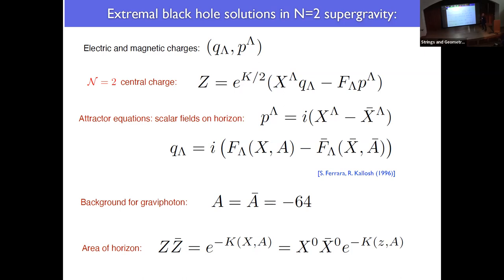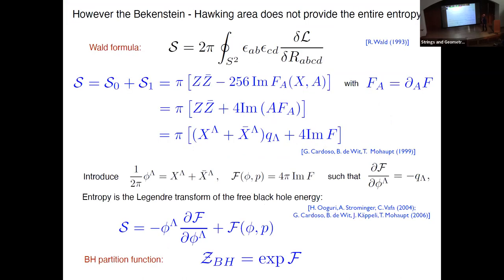Another important piece of information is that for the black holes we are considering, the graviphoton background is a pure constant. So in some normalization, it's given by minus 64. And finally, the area of the horizon is nothing else than Z Z bar, the square of the central charge. And this can be nicely expressed also in terms of the Kähler potential in this way. So that's basically all we need from n equals 2 supergravity to study our black hole solutions. And now, let's do this.